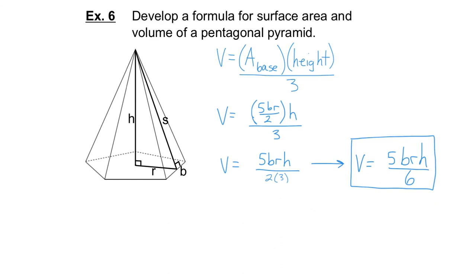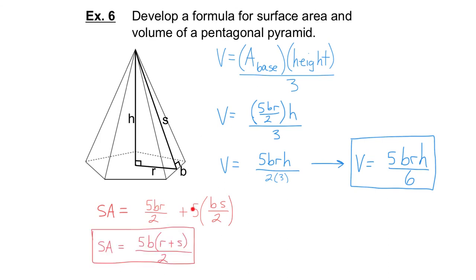Let's talk about surface area now. So we have the pentagon, and then we have 5 different triangles. Now I say different triangles, but they're all the same size because they all have B as the base. Now the height of the triangle would be S, the slant height. So we have BS over 2 for 5 triangles. So I have 5BR over 2 plus 5BS over 2. And in the numerator, 5B is a common factor, so I'm left with R plus S. And then the denominator is 2. So I end up with surface area of 5B times R plus S, all of that over 2.